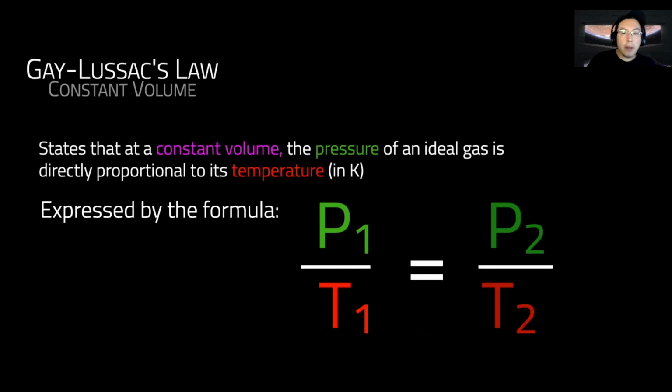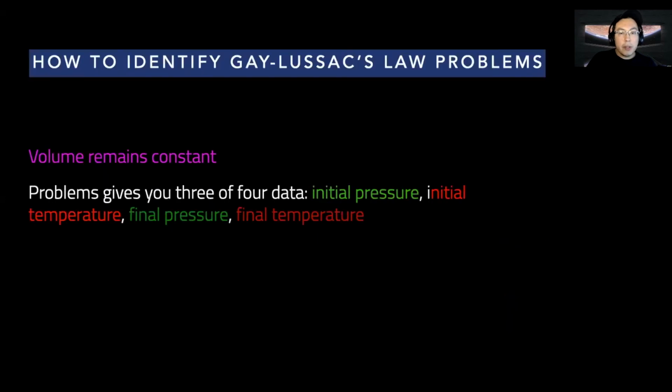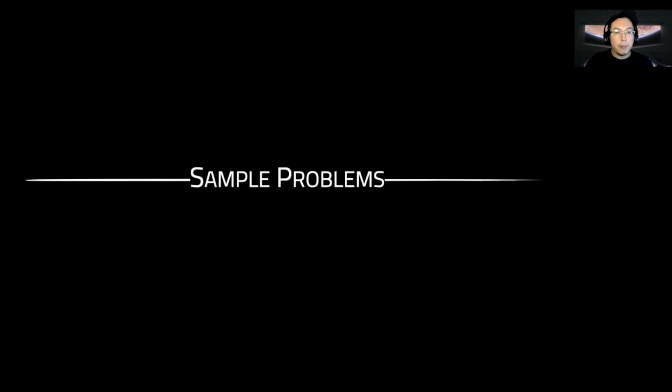This is expressed by the formula that you see on the screen. Similarly, we have an initial and a final pressure divided by the temperature's initial and final stage. Similar to the other ones, volume remains constant, or the number, basically they give you a number and it's just like there was no change in that. And we have an initial pressure, a final pressure, an initial temperature, and a final temperature, right? Let's see some sample problems.